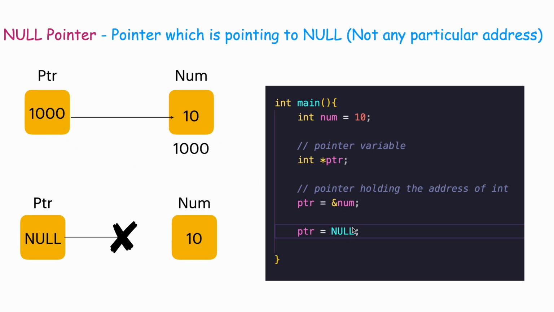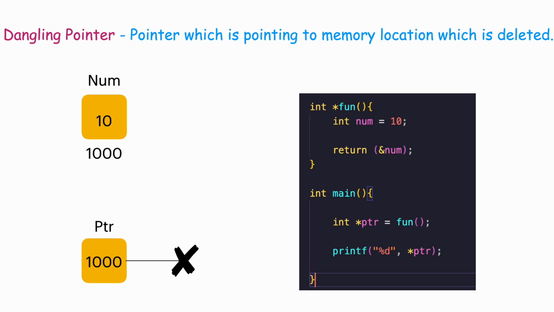Later, ptr is pointing to null, which means first my pointer was pointing to the num variable, but now it is not pointing to num, and not even pointing anywhere. That is what we call a null pointer, a pointer pointing to null, not to any particular address. So I hope you got what a null pointer means. Now let's check what a dangling pointer is.